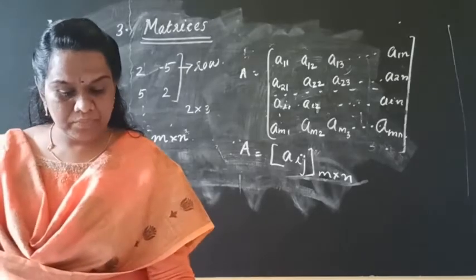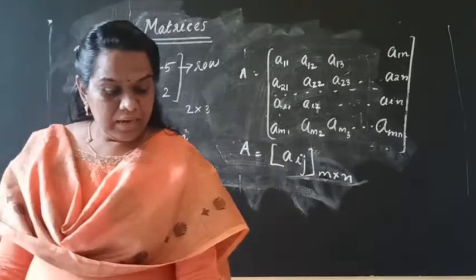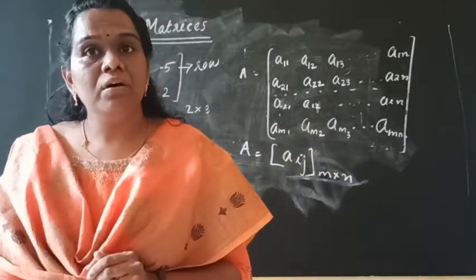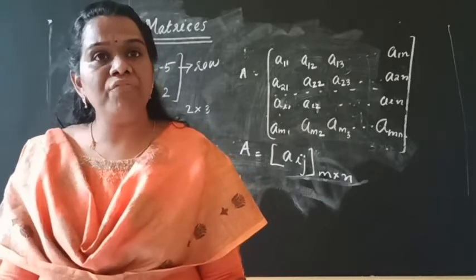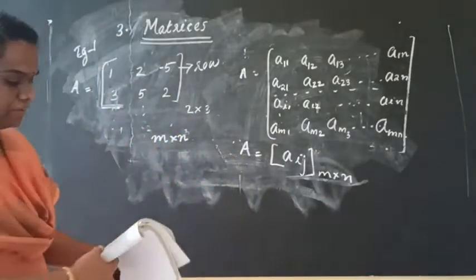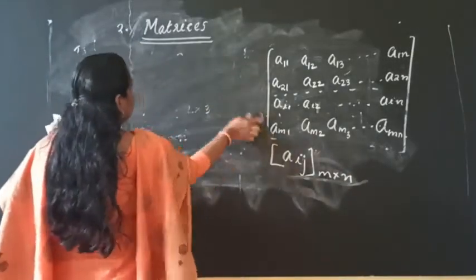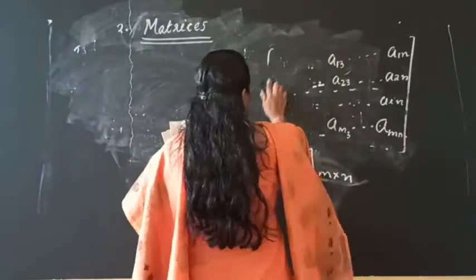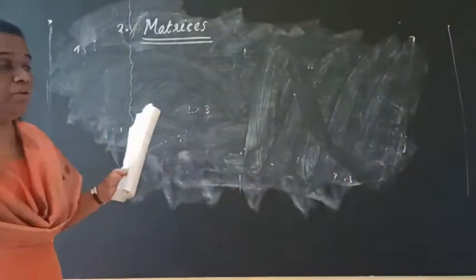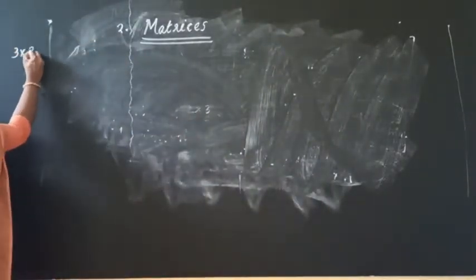Okay. So we can move to the next. I hope you understood the order. First we write the number of rows. Then we write the number of columns. Okay. Then construct a 3 by 2 matrix. Question: construct a 3 by 2 matrix. 3 by 2, how to write 3 by 2? 3 into 2.